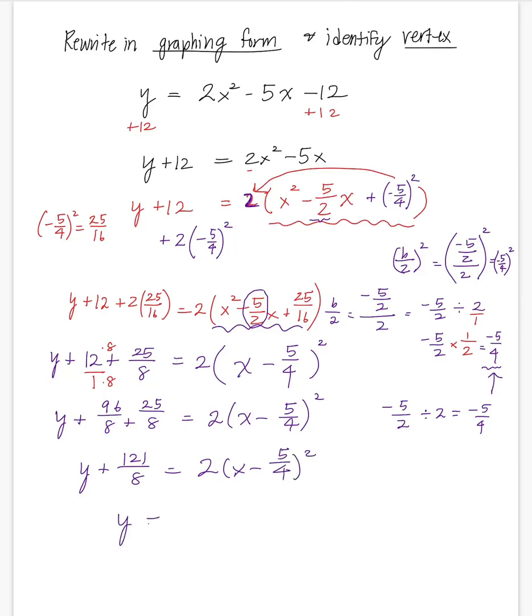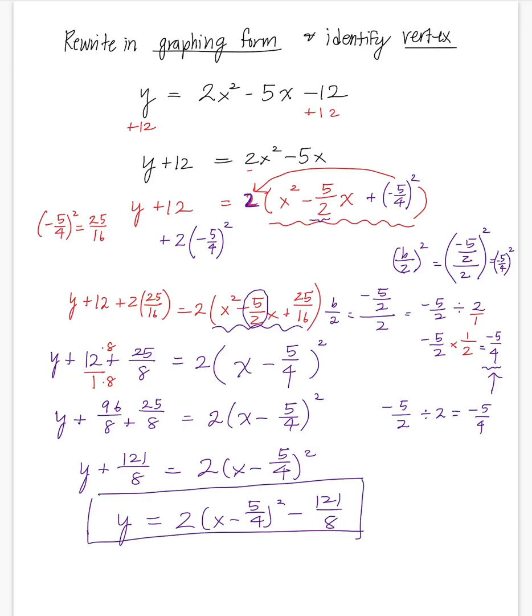So now graphing form is going to be this. And we're done. The vertex is going to be positive h, 5 over 4. So 5 over 4, comma, negative 121 over 8. The steps of completing the square did not change. However, it's a little bit more challenging because there are fractions involved and we're trying to do this without a calculator. Okay?